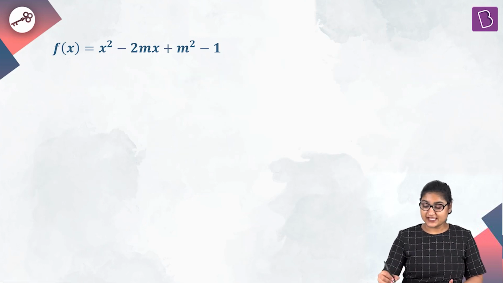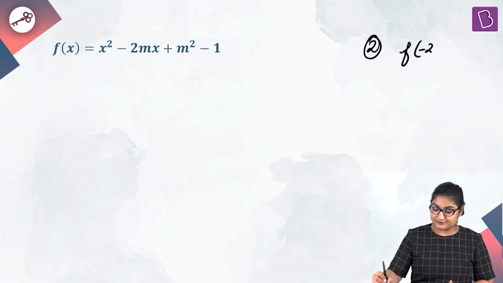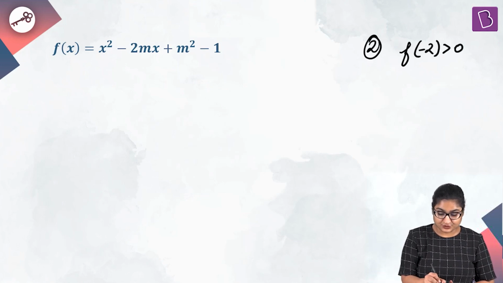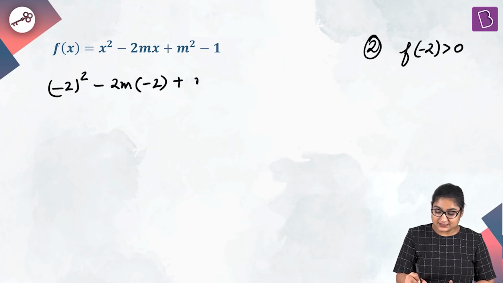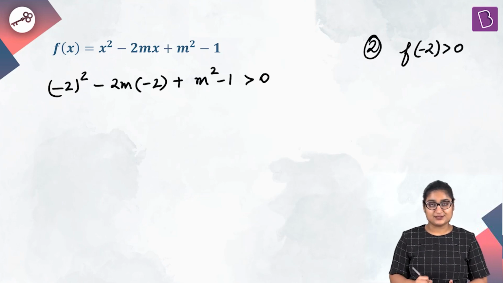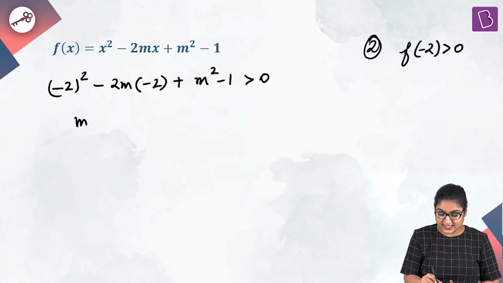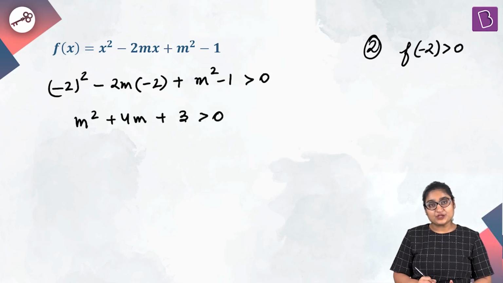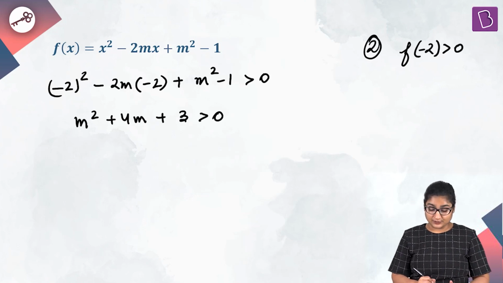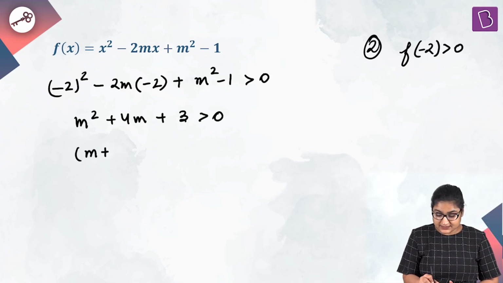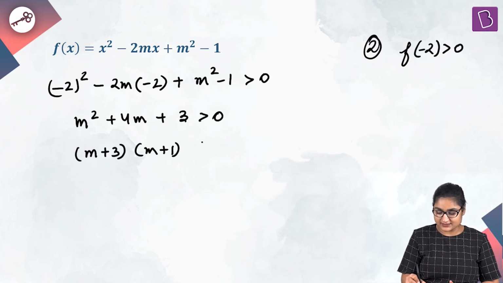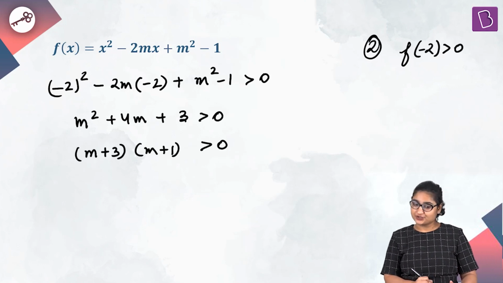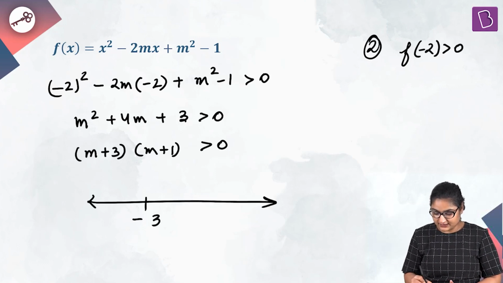Alright. Now moving on to the second condition, which is f of -2 greater than 0. So f of -2 would be -2 whole square minus 2m multiplied by -2 plus m square minus 1, and this is greater than 0. On further solving, I'll get m square plus 4m plus 3 greater than 0. Now we can factorize this by splitting the middle term. The factors that we will get are m plus 3 multiplied by m plus 1, and this is greater than 0. Two factors suggest two critical points, -3 and -1.